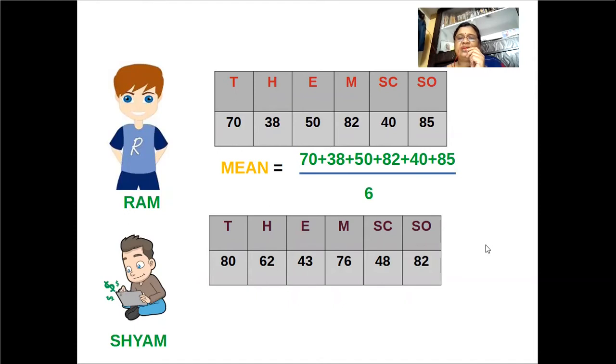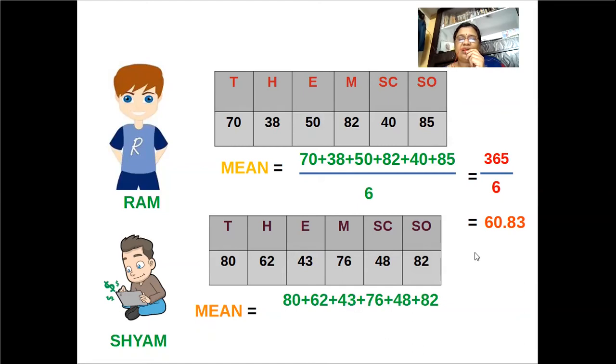So we'll get the answer as 365 divided by 6. We'll get the answer as 60.83. 60.83 is the average mark for the final examination for Ram. So this is the average mark, and let us calculate the average marks for Sham also now.